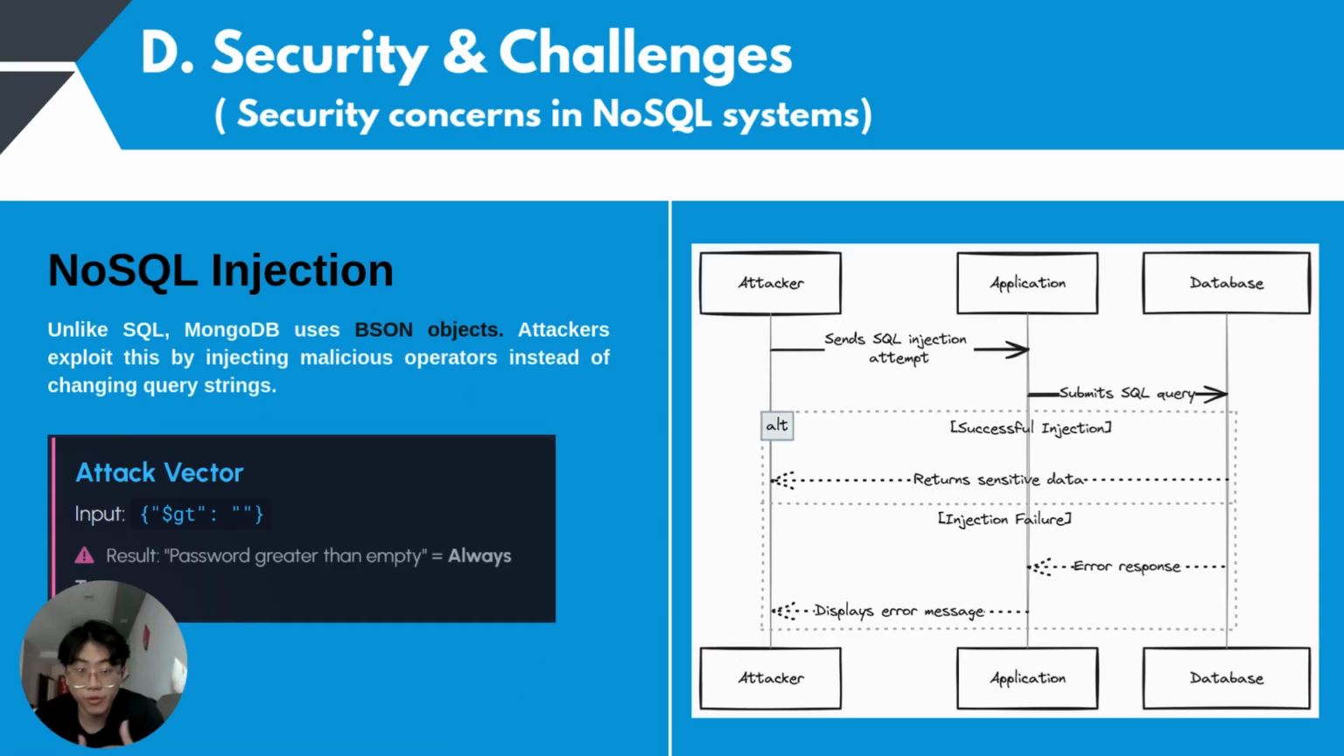Alright, for my part, moving into security, we must address that NoSQL systems are not immune to attacks. Unlike traditional SQL injections, MongoDB vulnerabilities often involve injecting malicious BSON operators. For instance, an attacker might input a greater than comparison into a password field. This makes the query return true regardless of the actual password, potentially granting unauthorized access to sensitive data.